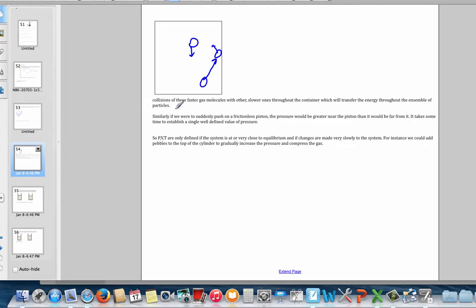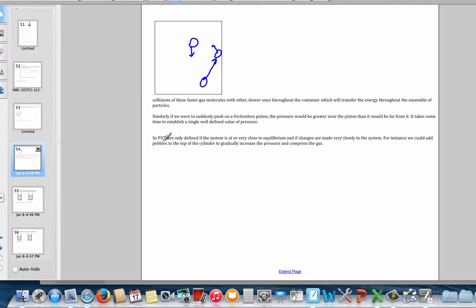Now, in a similar manner, if you were to suddenly push on a frictionless piston, then you would have an increase in pressure right next to the piston. You would sort of pile the gas molecules up next to each other. And it would take time for that push to be transferred, because the atoms and molecules would collide and push with their neighbors, and they would collide and push with their neighbors, and so on and so on. And it would take a while for that increase in pressure to be transferred throughout the entire gas.